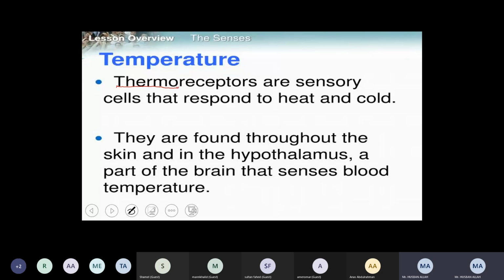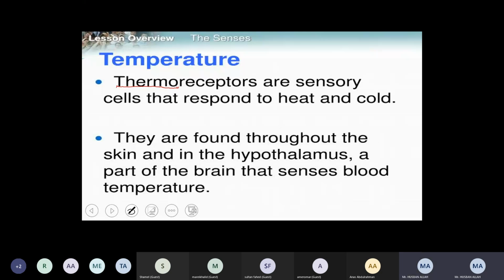Thermoreceptors are those receptors which are responsible for the temperature, like if it is cool or if it is hot. Let's suppose in the morning the temperature was around 10. Now if you go outside, the temperature will be 15, 16 or 20. How will we feel it? We will feel it with the help of the thermoreceptors.